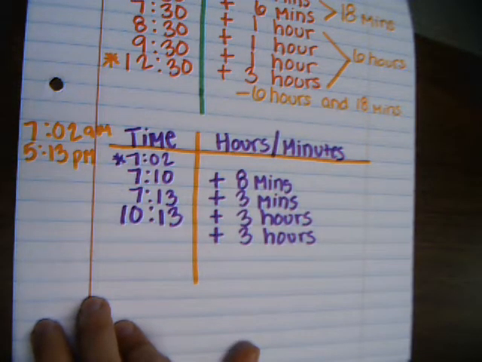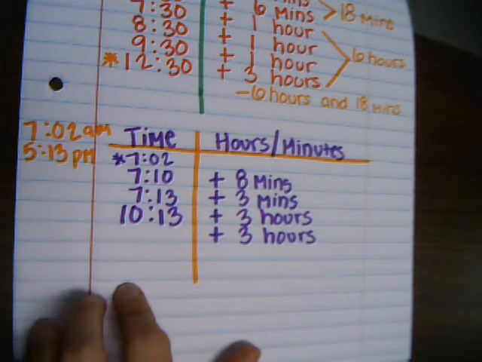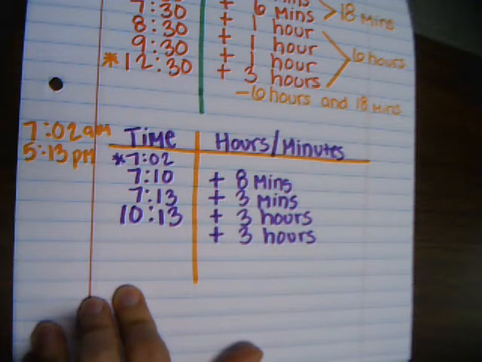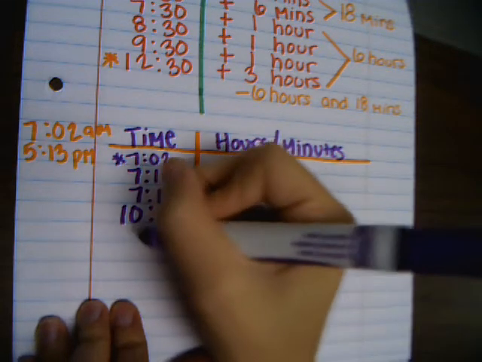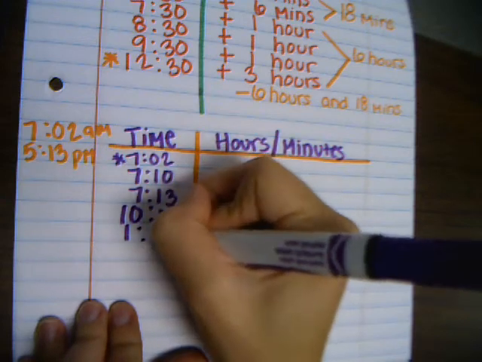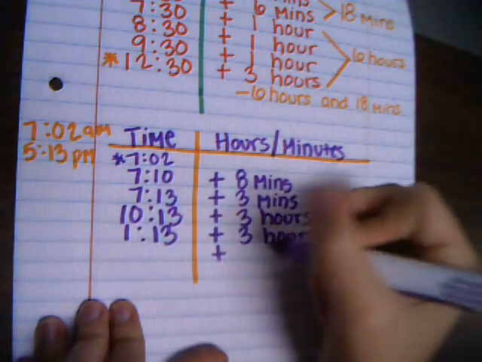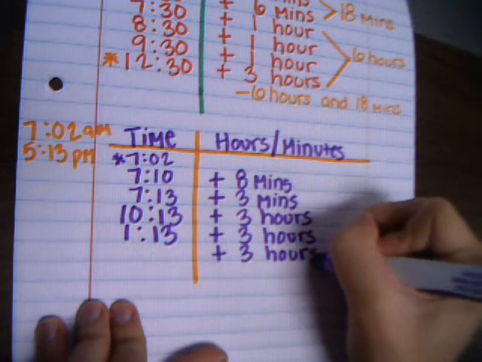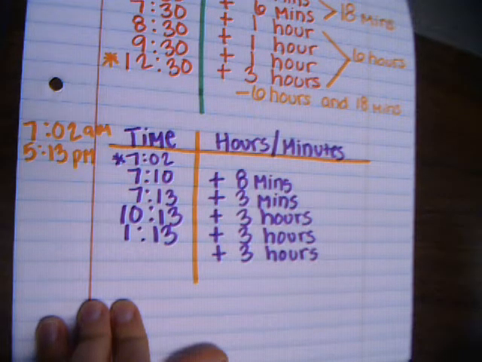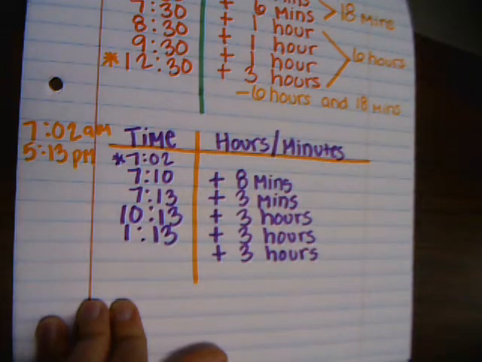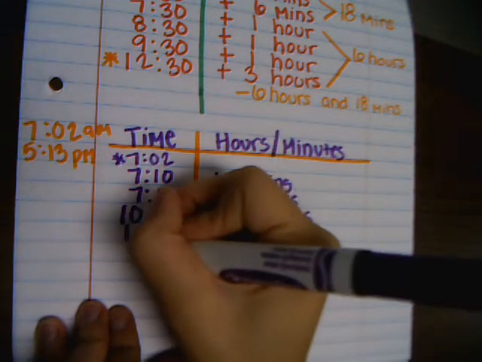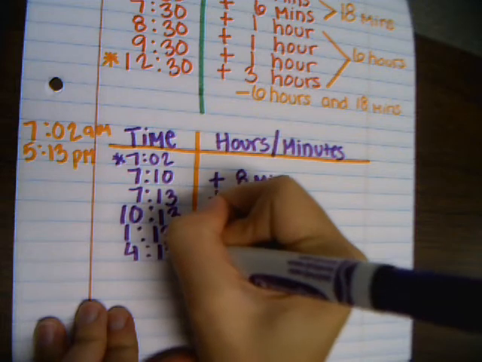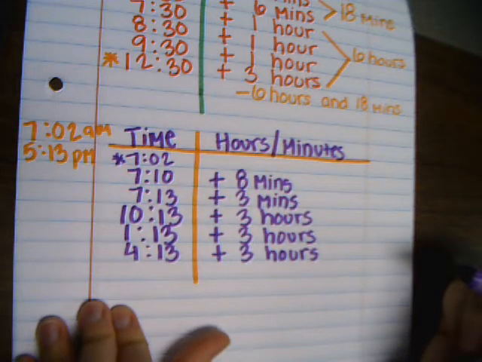What is that time plus 3 more hours? 1 o'clock. Not 1 o'clock, but yes, 1:13. Right. Okay. So now add that many more hours. Awesome. So now we would have 4:13 because 1:13 plus 3 hours is 4:13.